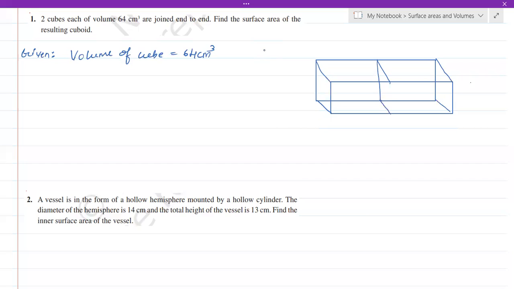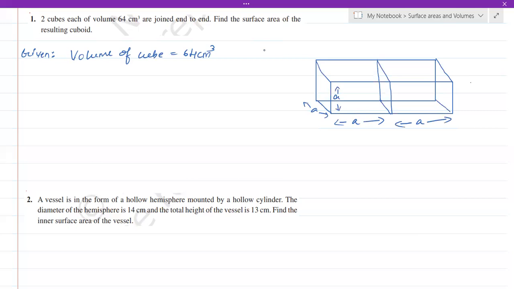So as you can see, we have combined two cubes, and the resulting figure that we have got is a cuboid, isn't it? So let's say the edge length is a. Obviously in a cube all the edges will be of the same length, right? So this is another cube, the edge length is a. Okay, so this will also be a, and the height will also be a.